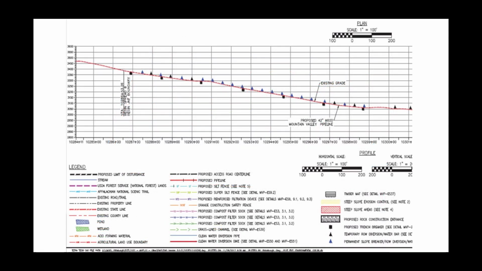And here's the larger view of the scale itself. As you'll see, there's a number of items shown, including some of the erosion control practices that are on the plan view, such as the proposed silt fence, proposed super silt fence, orange construction safety fence, proposed compost filter socks, and there are different types of filter socks. And the legend provides a graphic view of the erosion control devices that are on the plan sheet.